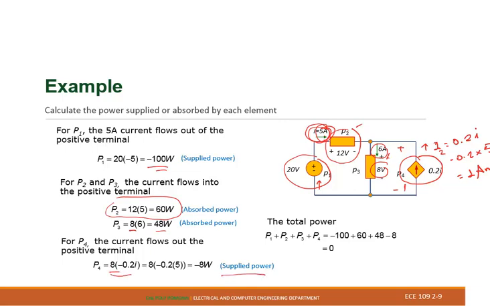So it's the same equation we have here. When you find the total power here, you will see the absorbed power will be equal to the supplied power, which is why it equals 0 in this case here.